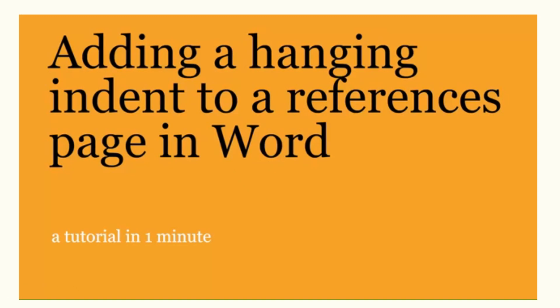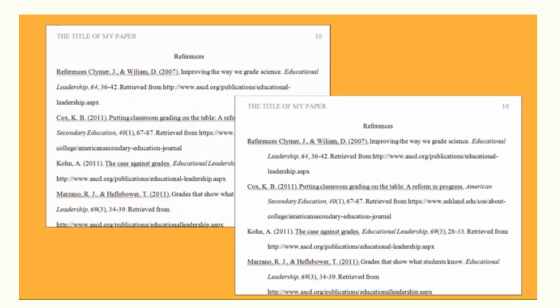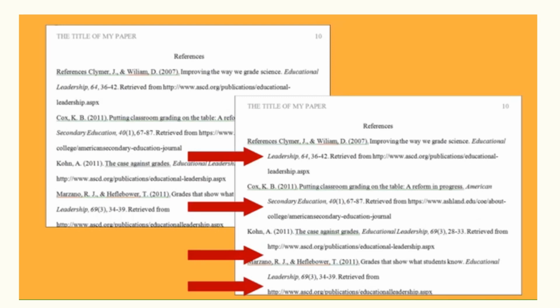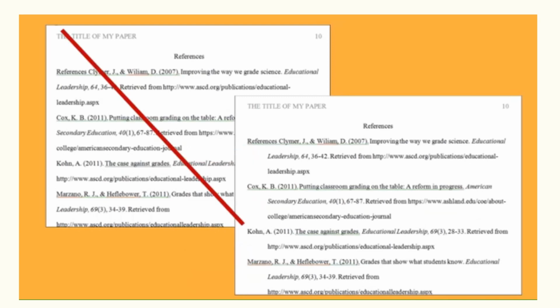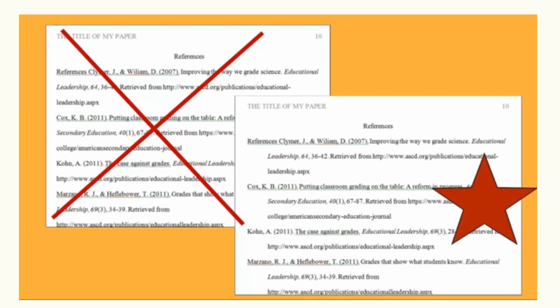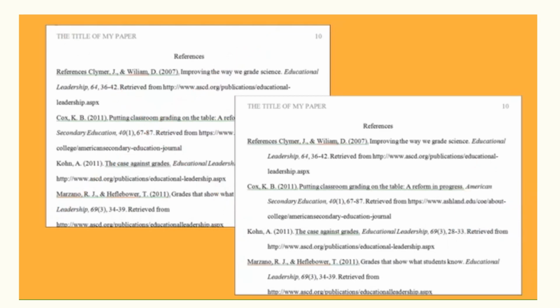Adding a hanging indent to a references page in Word, a tutorial in 1 minute. A hanging indent formats your references so only the first line of text aligns with the left margin. The following lines of each reference are indented. The reference page on the left is incorrect, whereas the page on the right uses the hanging indent and is how your finished page should look in APA format.